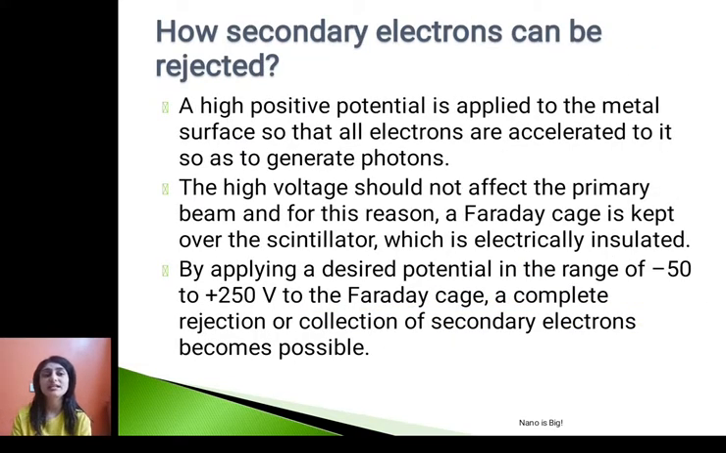Now, how can secondary electrons be rejected? A high positive potential is applied to the metal surface so that all electrons are accelerated to it so as to generate photons. The high voltage should not affect the primary beam, and for this reason we use a Faraday cage. This Faraday cage is kept over the scintillator, which is electrically insulated, and you can apply a desired potential between the range of minus 50 volts to plus 250 volts to the Faraday cage, and that results in complete rejection or collection of secondary electrons.